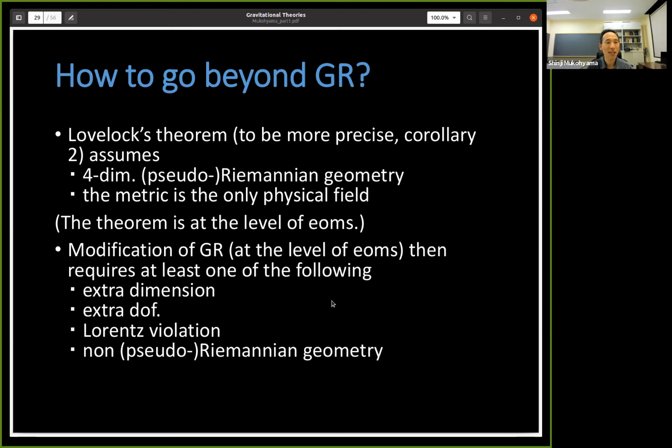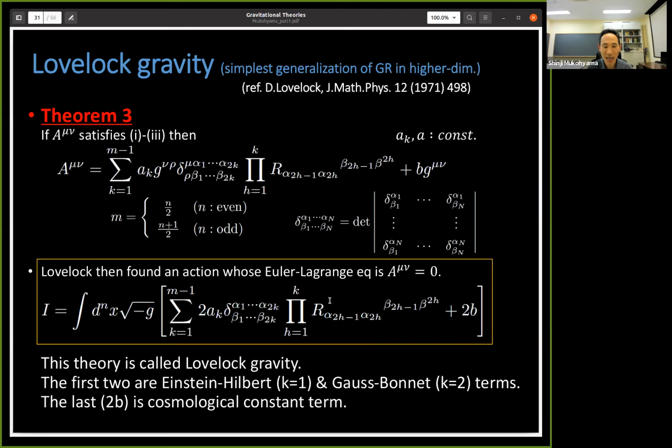The original proposal was to consider the Einstein-Gauss-Bonnet, so the first two terms plus a cosmological constant, in higher dimension, n dimensions. Then if we take the four-dimensional limit, the Gauss-Bonnet term becomes a total derivative, so it does not contribute to the equation of motion. This is consistent with the Lovelock theorem in four dimensions, because the Lovelock theorem is a statement about the equation of motion. So this term does not contribute to the equation of motion in the n equals 4 limit.